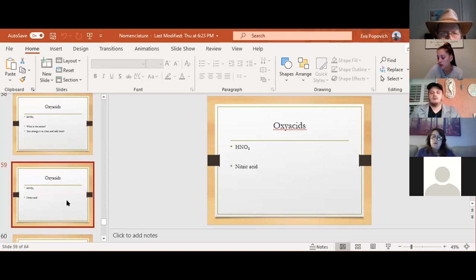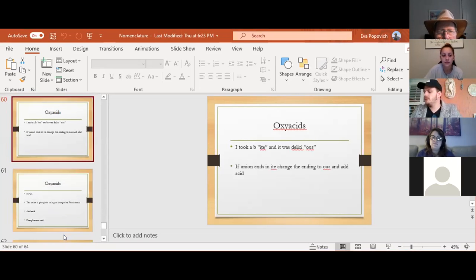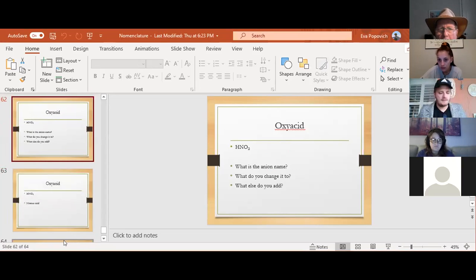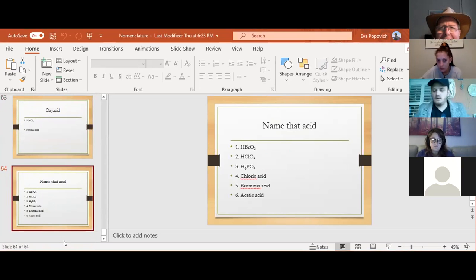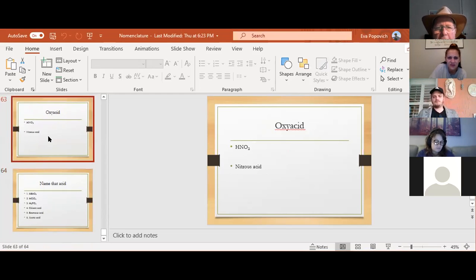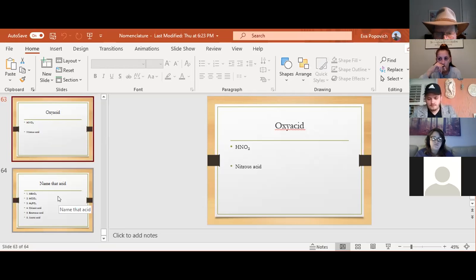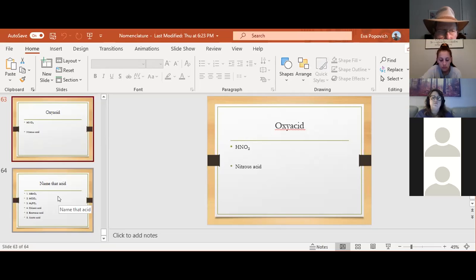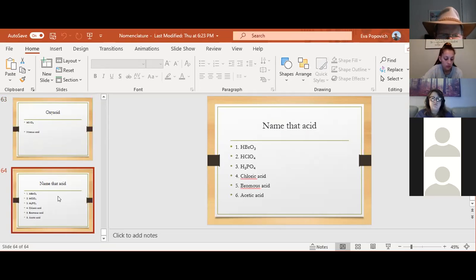The other one that we have to worry about is if the anion ends in ITE, you change it to OUS. I took a bite and it was delicious. So if I have NO2, NO2 is nitrite. Take away the ITE, add OUS, I make nitrous acid. Are you following with me, guys? Yes. Yep. Okay.